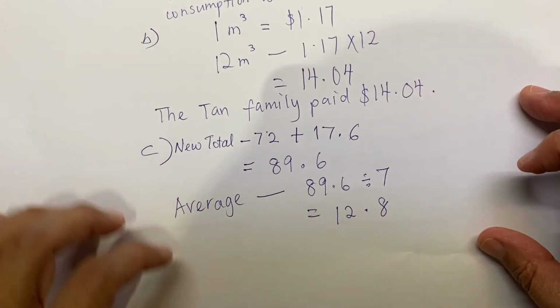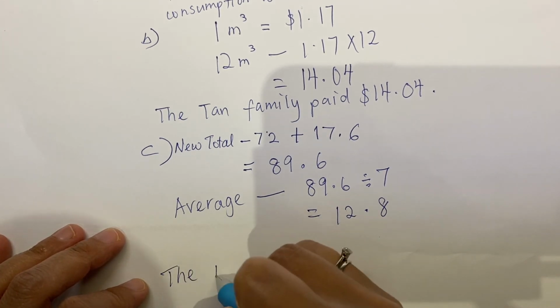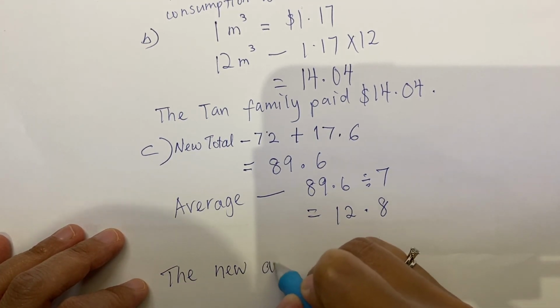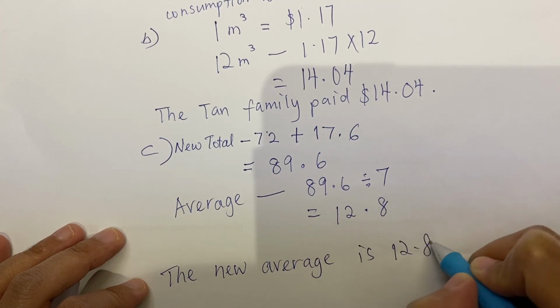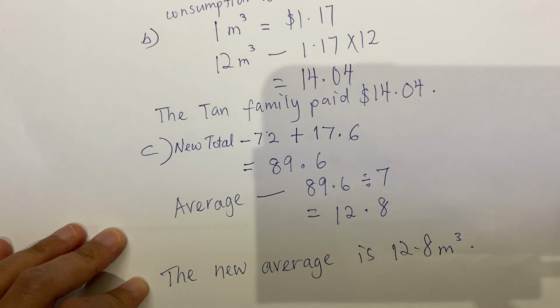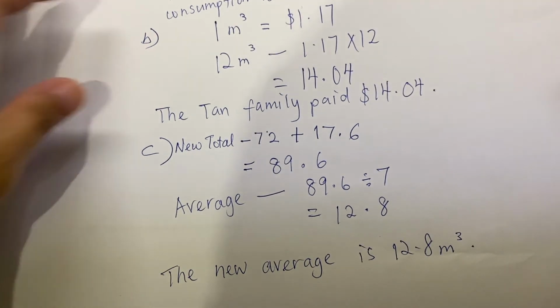So your answer for C is the new average is 12.8 cubic meter, and that's your final answer. Is everybody okay there?